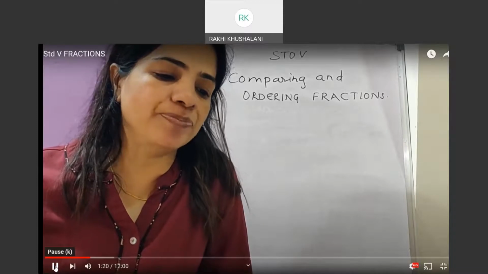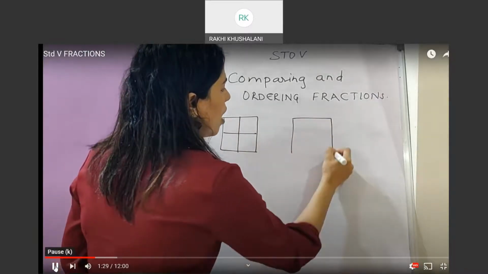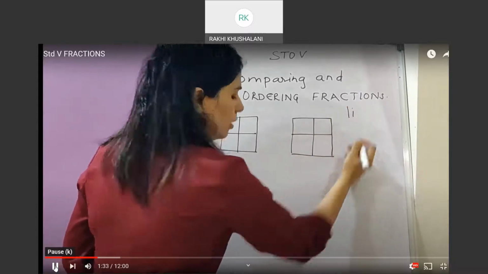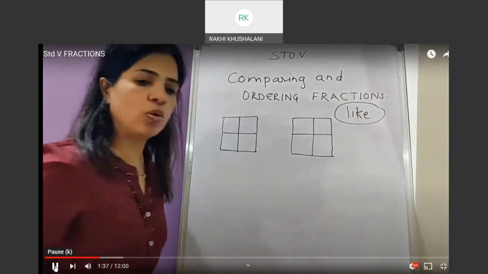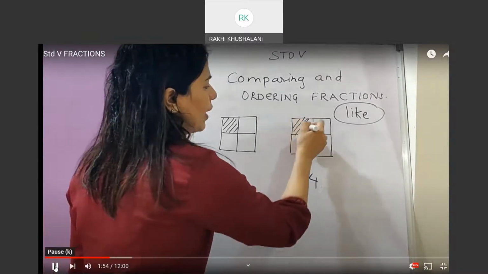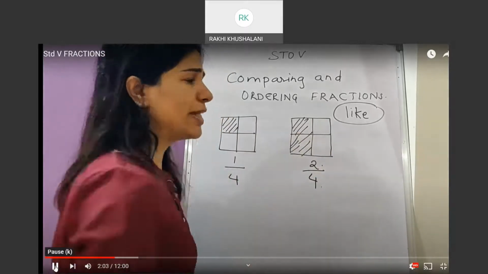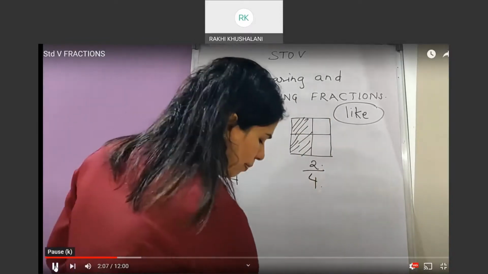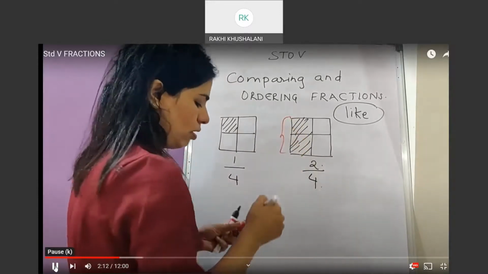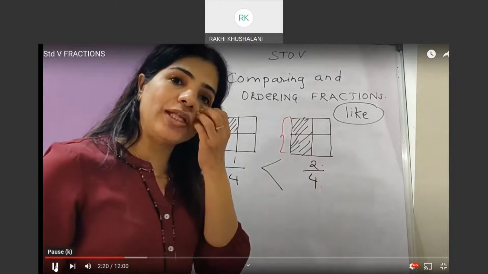Comparing like fractions: suppose I am given a box here with 4 parts, and I am being very specific with the word like. Here I'm picking up one piece, and here I'm picking up two pieces. So my fractions are 1/4 and 2/4. Obviously I have picked up a bigger piece here. So who will the alligator eat? 2/4.